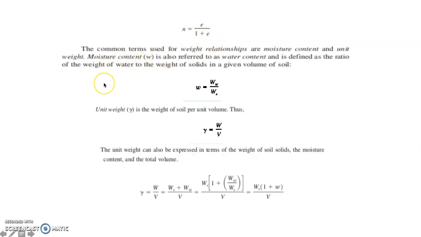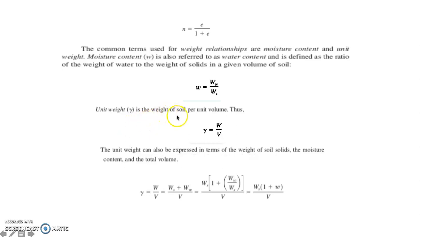So those were the terms commonly used for volume relationships. The terms commonly used for weight relationships are the moisture content and the unit weight. Moisture content is also known as water content, and that is defined as the ratio of the weight of the water to the weight of the solid, meaning to say our moisture content is equivalent to weight of the water over weight of the solid.